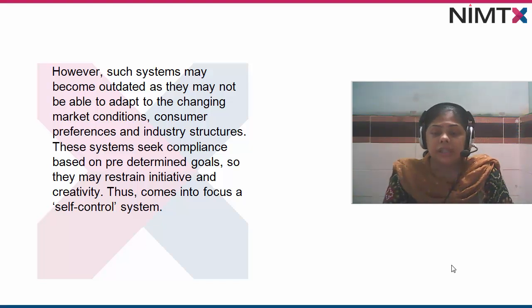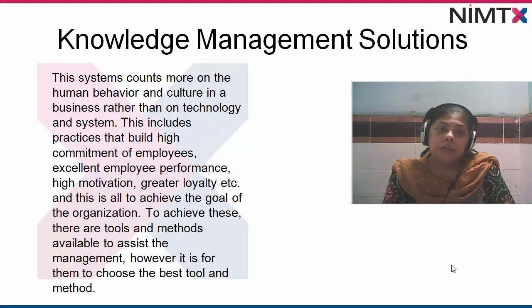Thus comes into focus a self-control system. This system counts more on the human behavior and culture in a business rather than on technology and system. This includes practices that build high commitment of employees, excellent employee performance, high motivation, greater loyalty, etc. And this is all set to achieve the goal of the organization. To achieve these, there are tools and methods available to assist management. However, it is for them to choose the best tool. And there are certain knowledge management systems that are available. Management or the organization may choose for themselves which one.